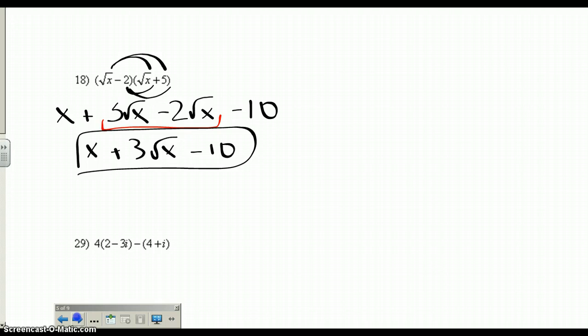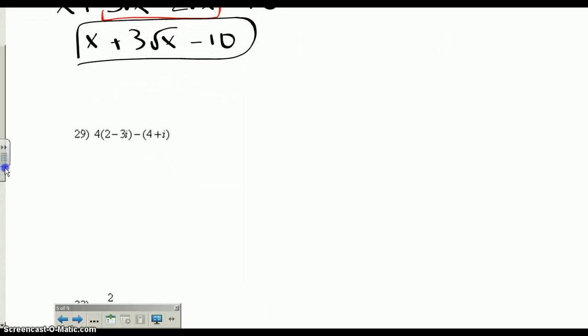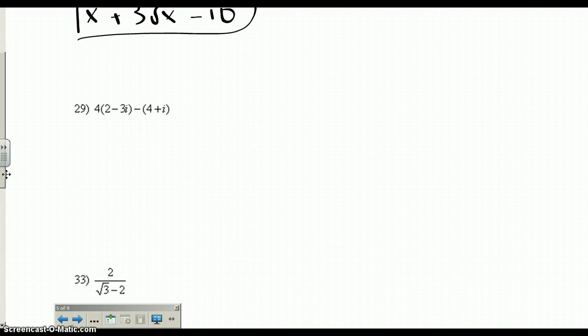Okay, let's flip over and look at number 29. I think you'll refresh your brain and you'll see that it's pretty simple. I need to distribute the 4 first, so I get 8 minus 12i. And now I'm going to distribute this negative sign, this negative 1, because remember there's an imaginary 1 there. So I get negative 4 minus i. That's the key there.